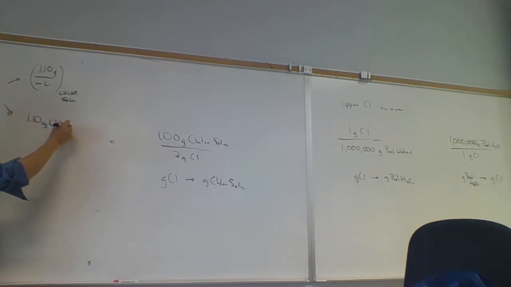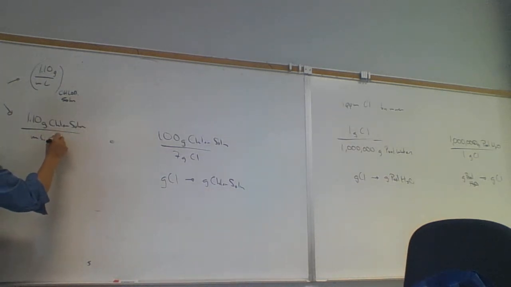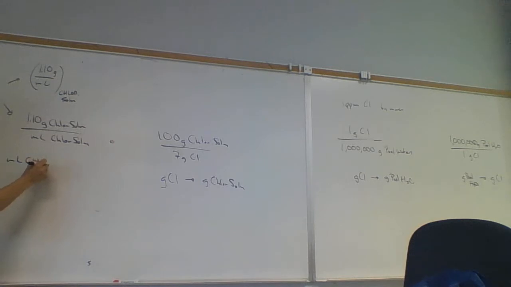1.10 grams of chlorine solution per milliliter. Per milliliter of what? Yeah, chlorine solution, per milliliter of chlorine solution. And so what does this accomplish? Well, this takes us from milliliters of chlorine solution to grams of chlorine solution.